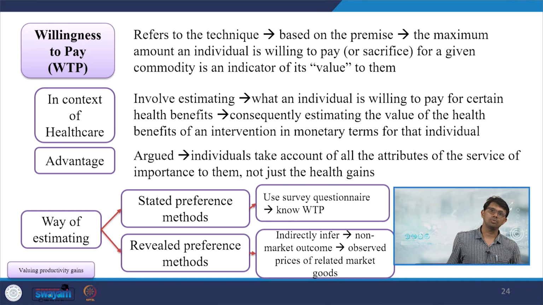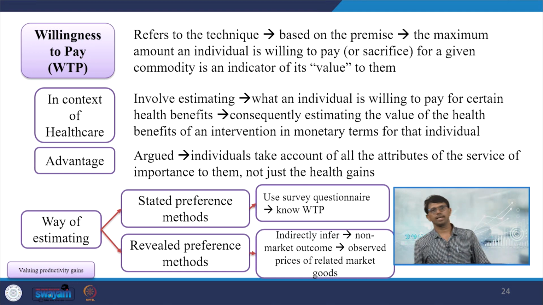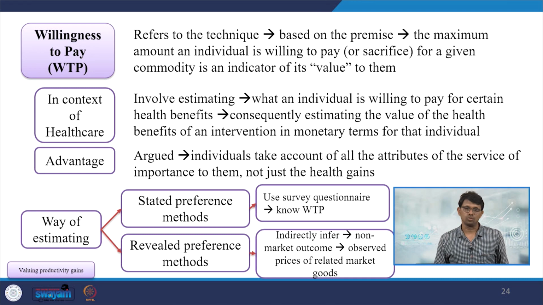In case of stated preference, we use survey questionnaires where responses are taken, whereas in case of revealed preference, we indirectly infer the non-market outcomes. This is from observed prices of related market goods.